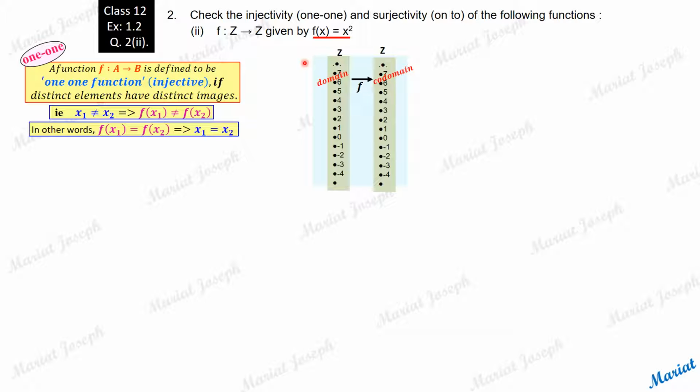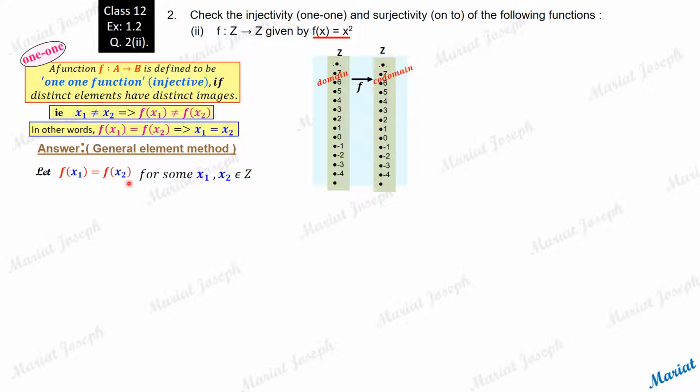So to prove this, let's go by the general element method. That is, let two images be equal for some x1 and some x2 of Z, the domain, the set of integers. Let the images be equal for some numbers. Now, for it to be called a one-one function, this should imply that x1 and x2 should also be equal. Let's see whether it would happen.